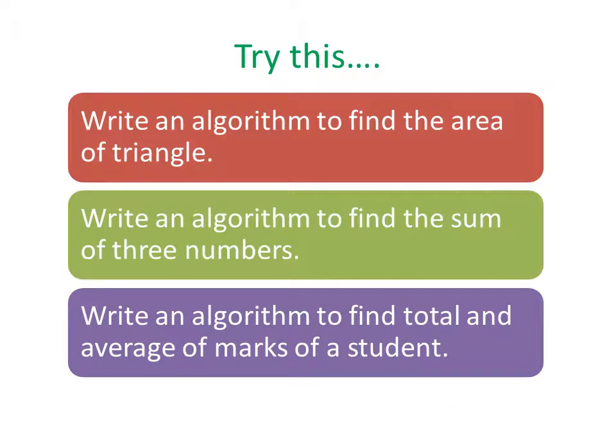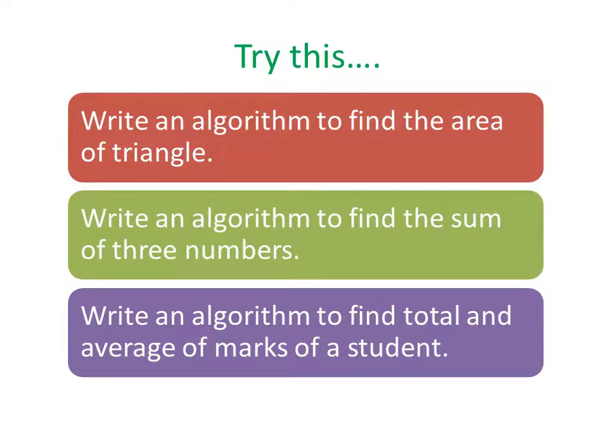Now you can try to write algorithms for better understanding. The first one is the same as the example I have shown. Here you have to apply the area of the triangle formula and find the area of the triangle. For the second one, you have to find the sum of three numbers, so you get three numbers as input, add them, and then show the total value.